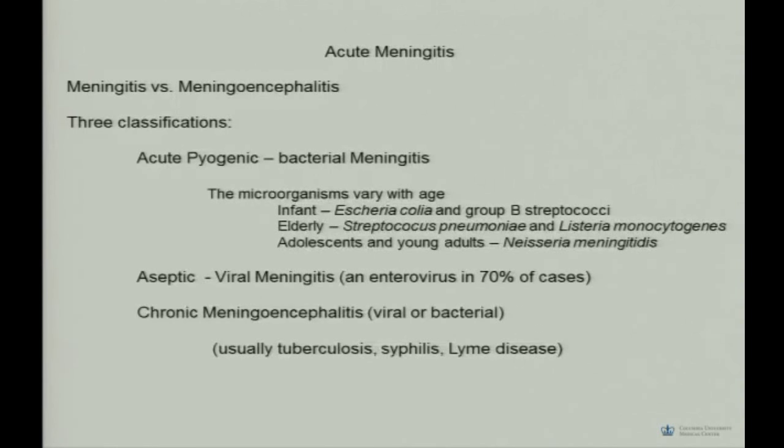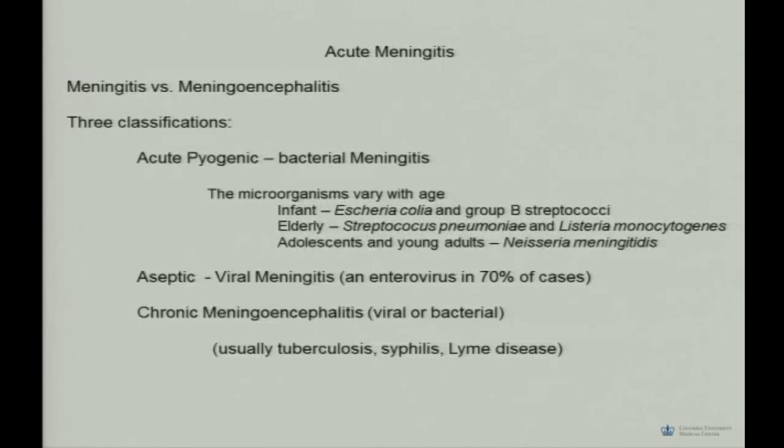So meningitis tends to be classified in three different ways. We have what's called acute pyogenic meningitis or bacterial meningitis. And pyogenic refers to the appearance of spinal fluid when the fluid is tapped, that it's cloudy and it contains dead neutrophils or pus. Okay.